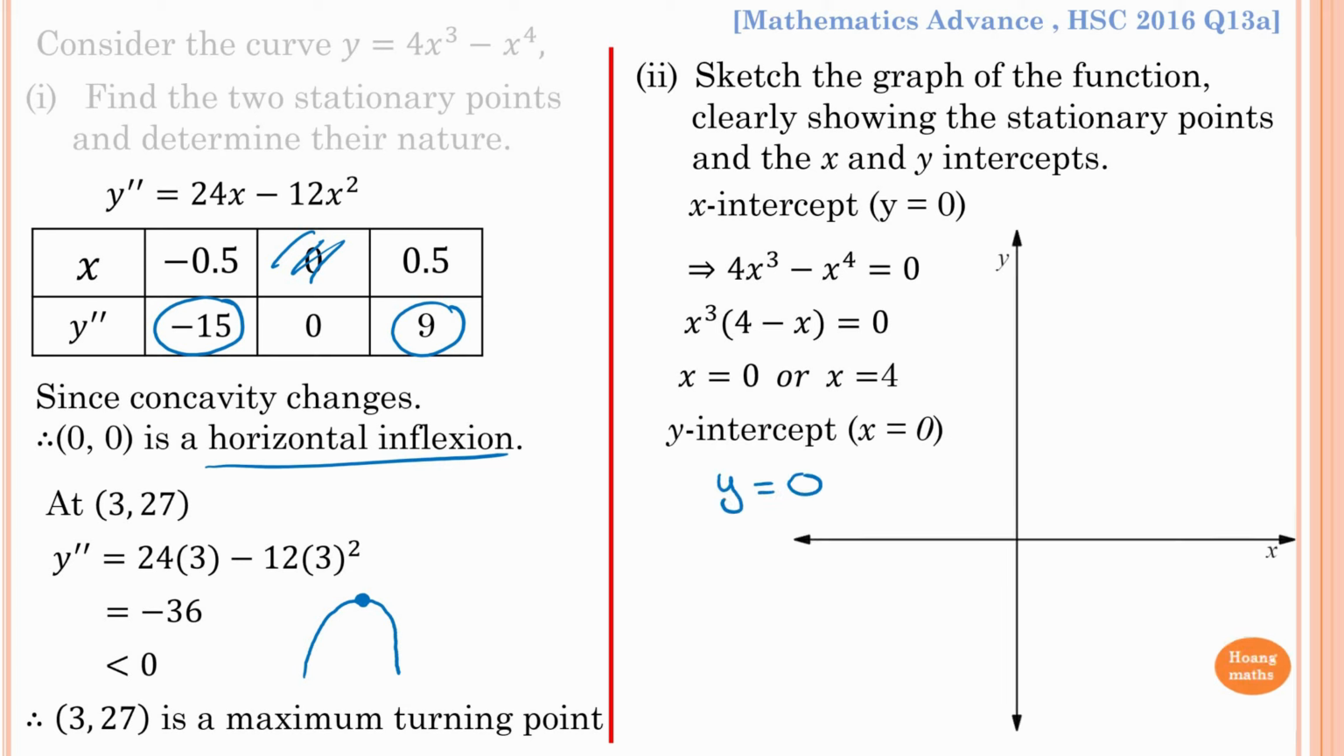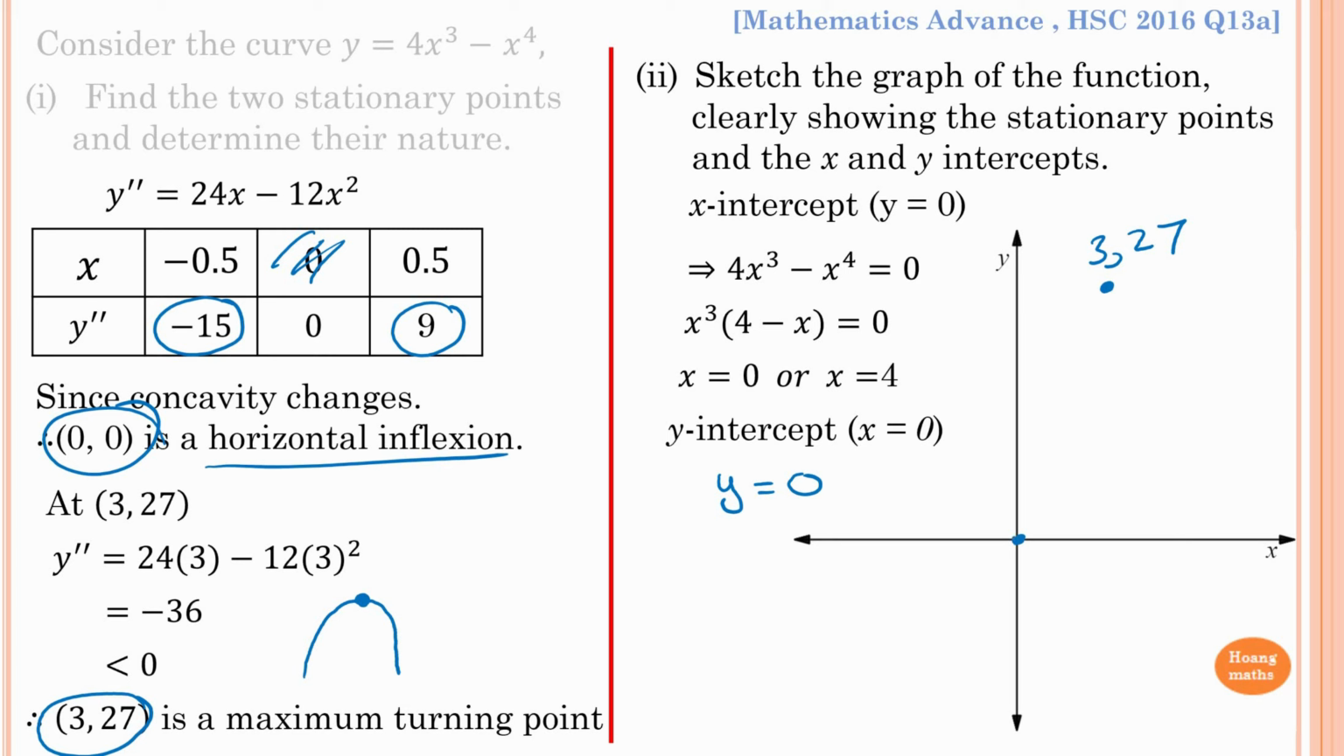Now to sketch this, we know that the maximum turning point is (3, 27). So (3, 27) roughly here, and the y-intercept is (0, 0), and also the point of inflection. So two things: the point of inflection is (0, 0), and then (3, 27) is the maximum, and the x-intercept is 4 somewhere. So we just sketch it first, and then we label the intercepts later.